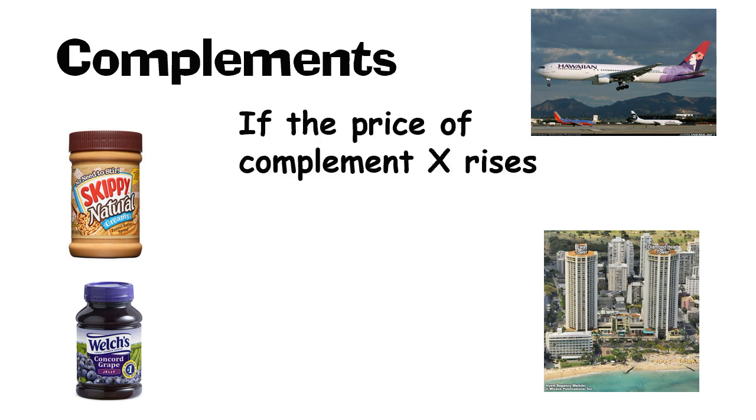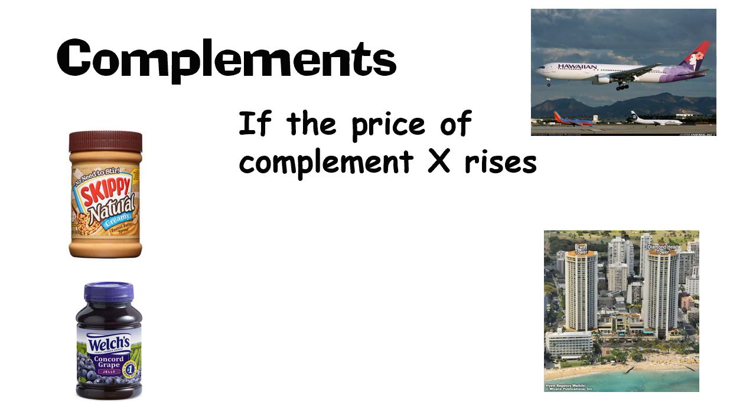Now, the price of complement X rises. If the price of peanut butter goes way up, what's that going to do to your demand for jelly? Well, you're probably going to buy less jelly. If the price of peanut butter has gone up, you're going to buy less peanut butter, and therefore you're also going to buy less jelly.